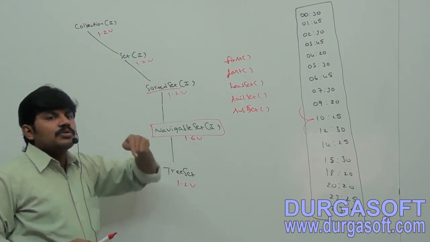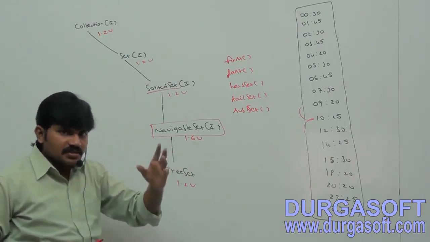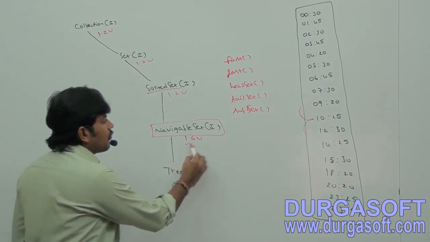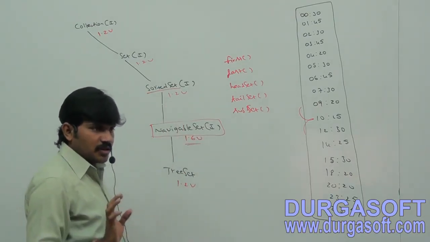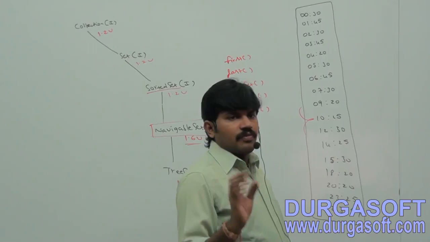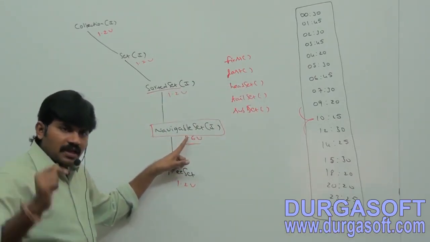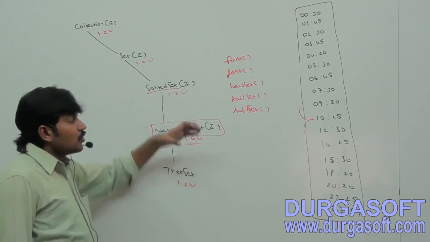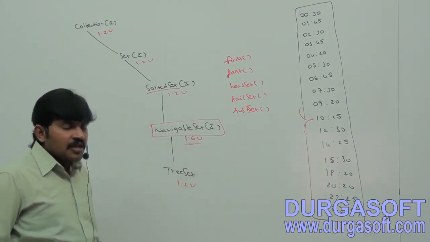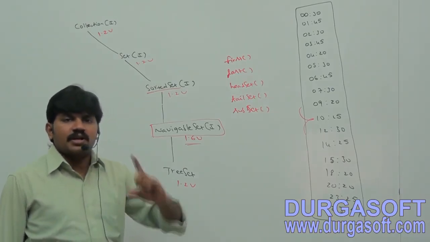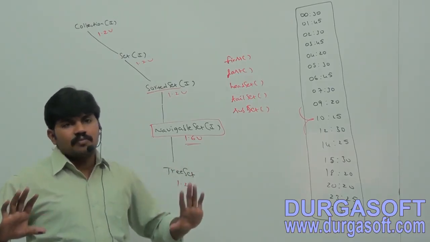To fill those gaps, to provide navigation support, the navigable set concept came in which version? Version 1.6, right? Are you able to understand it? What is the purpose of navigable set? To fill such type of gaps. Can you tell what is the main purpose of navigable set? To provide several methods for navigation purposes.